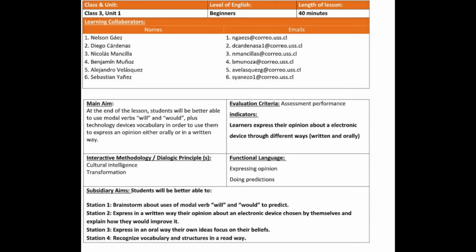Well, hello. My name is Diego, and this is lesson number 3, called Expressing an Opinion. The main aim of this lesson is that, at the end of the lesson, students will be better able to use modal verbs will and would, plus technology devices vocabulary, in order to express an opinion either orally or in a written way.